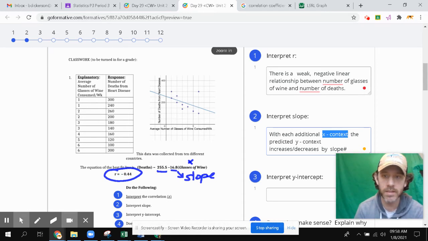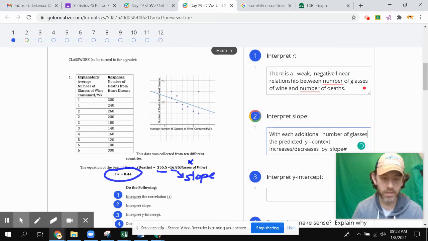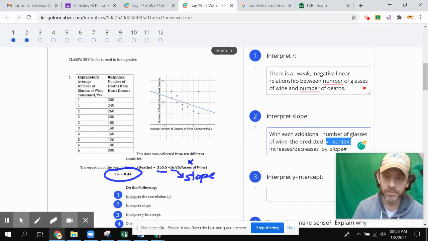So the first thing is the X context. If I look at the problem, the X is average number of glasses of wine, right? So we put in number of glasses of wine where it says X context. The next thing we wanted to change is the Y context. That's got to be put in for this problem. What's our Y? It's number of deaths.